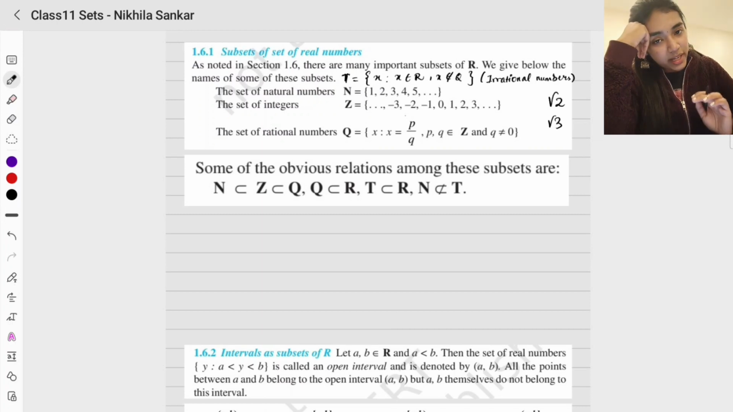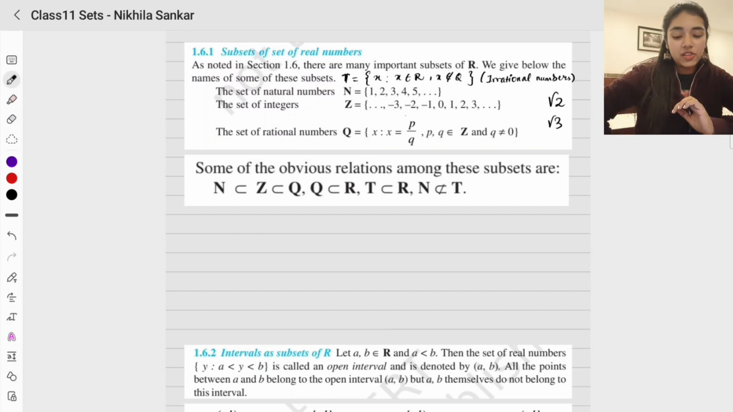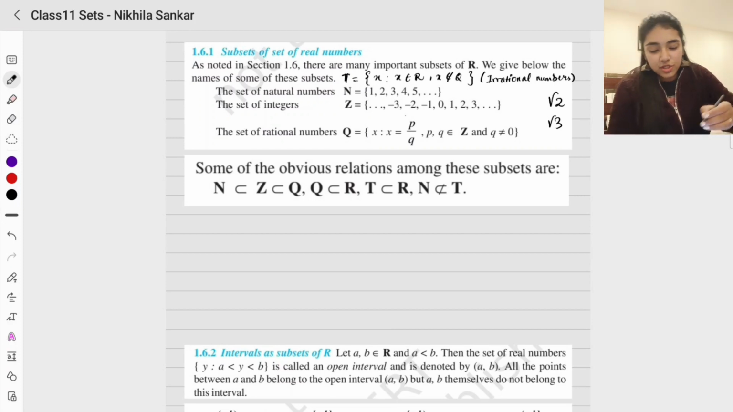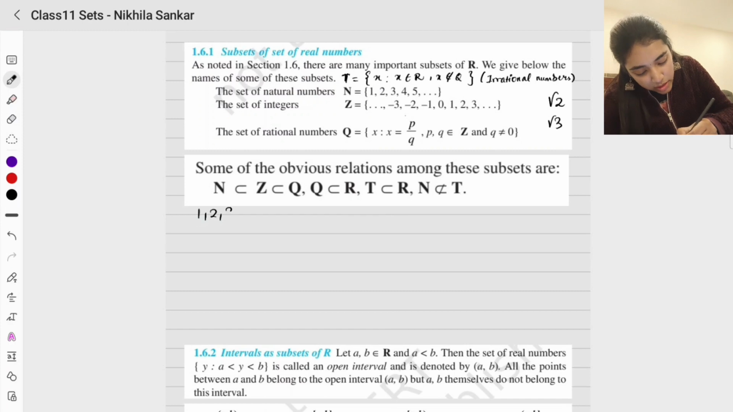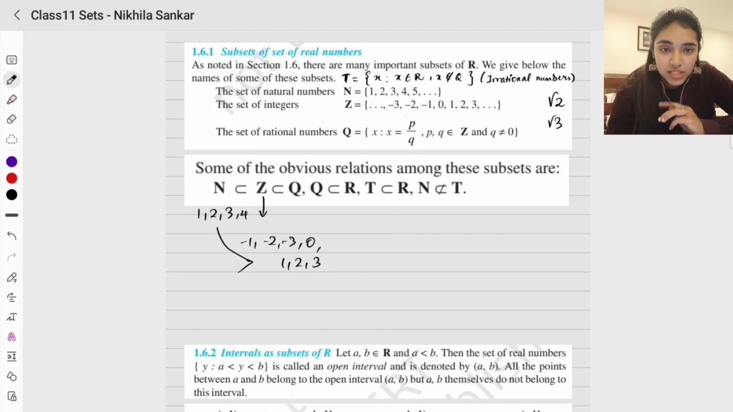N, Z, Q. N is natural numbers. Z is going to be my integers. Q is going to be fractions, rational numbers, in p by q form where q is not equal to 0. In that you have to know some subset relations. Natural numbers are 1, 2, 3, 4. Integers are -1, -2, -3, 0, 1, 2, 3. So I see that natural numbers are a subset of integers. Natural numbers are derived from integers.